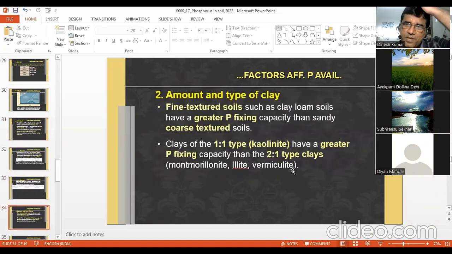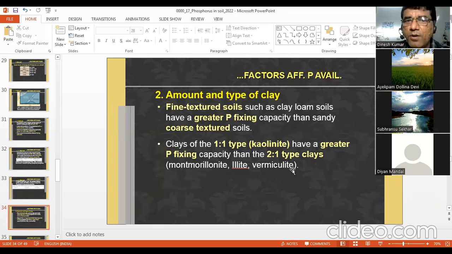So after pH, now you have seen at which pH you get more fixation, more retention, and at which pH you get more availability. So therefore, the role of pH is most important in deciding the availability of phosphorus for the plants. Now, the next factor affecting availability of phosphorus is amount and type of clay. How much is the quantity of clay?